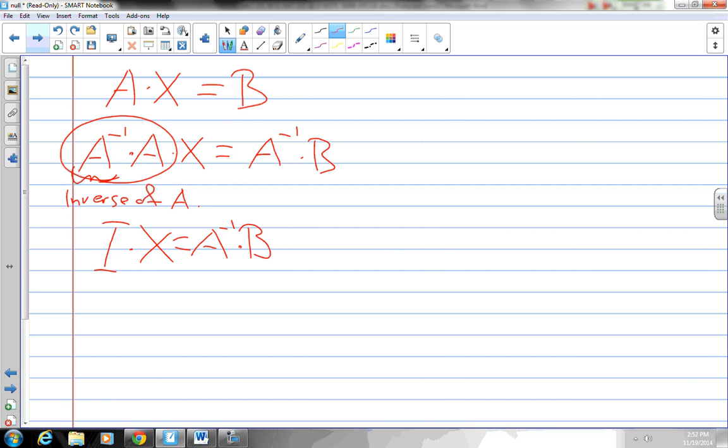And the identity matrix times any matrix is that matrix. So really, it is just X equals inverse times B. So that's how you solve systems of equations, mimicking the linear approach. Because when you said divide both sides by a number, you're multiplying by the inverse of that number. Same thing here.